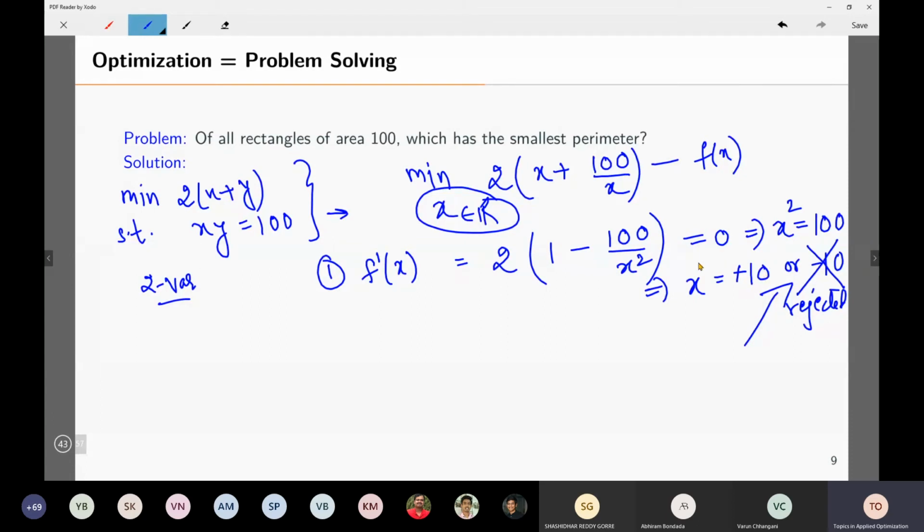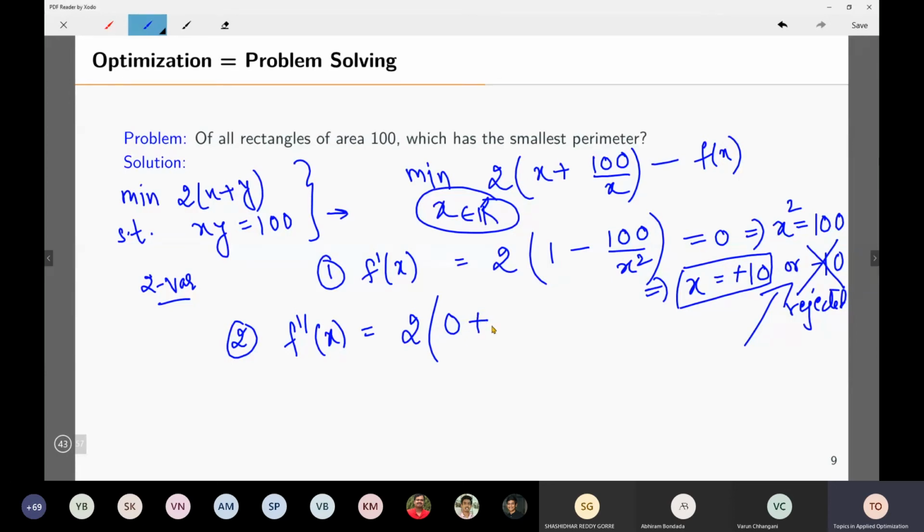Now we have to check the double derivative of this, right? So let us check. f double prime of x is how much? So this is 2. Okay, and well, the first term becomes 0, right? Because this is a constant, derivative of a constant is 0, right? And then how much?